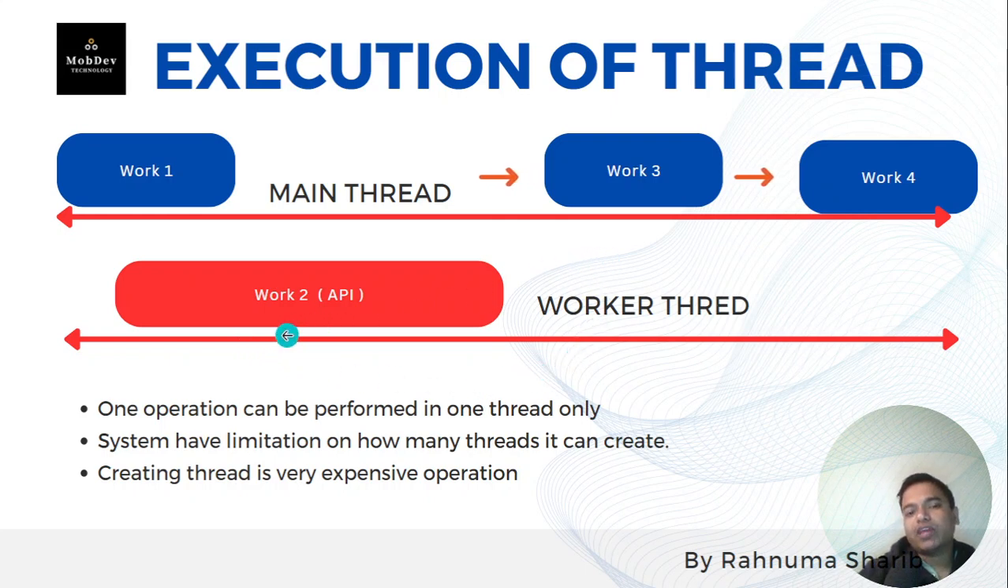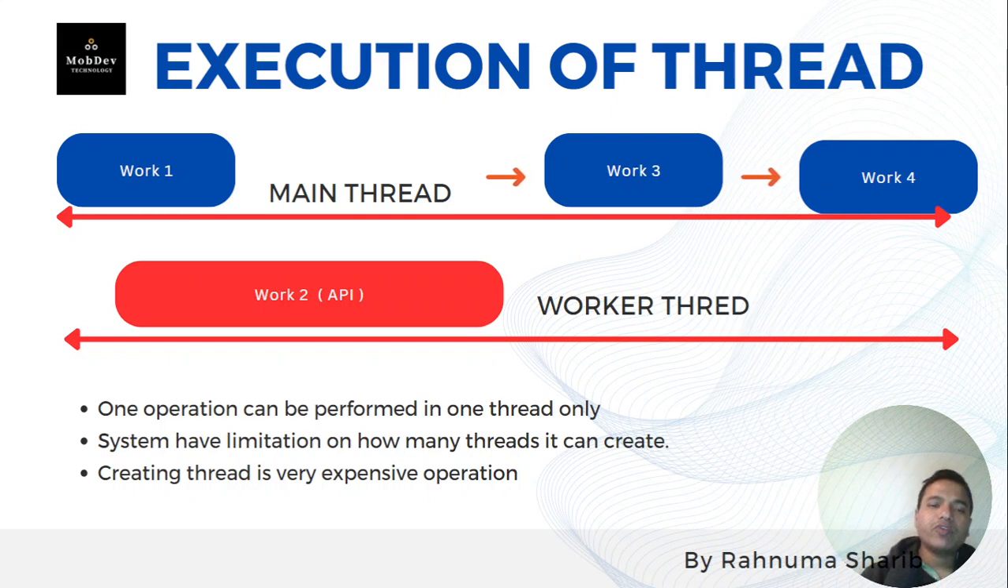Let's assume that we have one API call. We start that work on another thread. What will happen if we have multiple tasks that we have to perform in the background, or long running tasks? In this situation, we need multiple threads like thread one, thread two, thread four. So here is the problem with threads. One thread can be used for one work only, and for multiple works we need to create multiple threads. Creating a new thread is a very expensive operation.